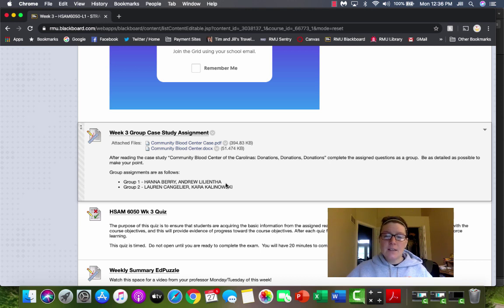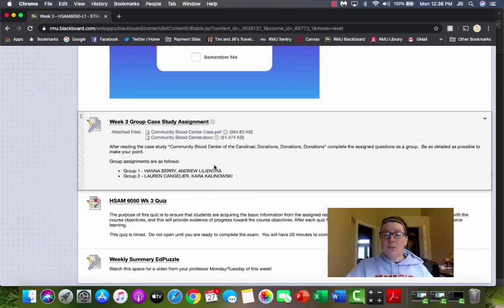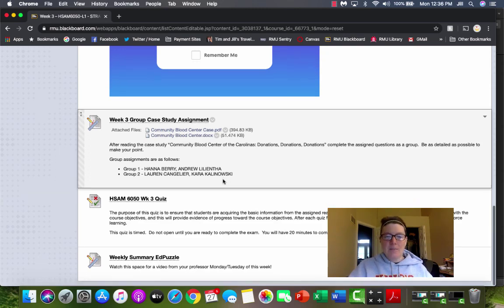In this case study about the Community Blood Center of the Carolinas, there are some questions associated with that. So any questions, please let me know. Only one person should have to submit the assignment. When one person submits, it will populate everyone assigned to that group, or it'll populate the other person assigned to that group. So that is that.